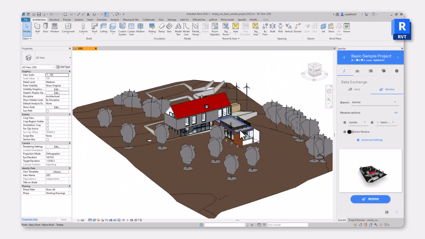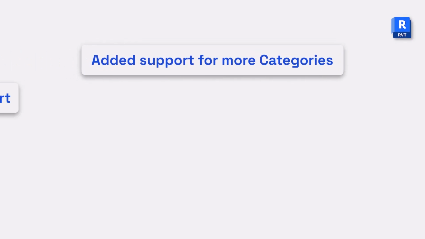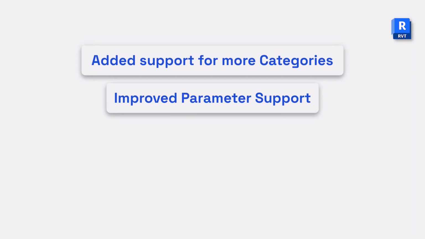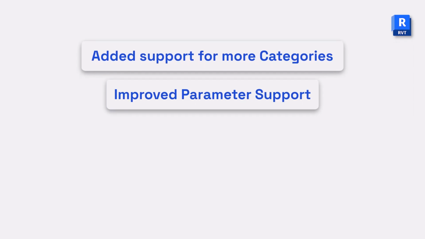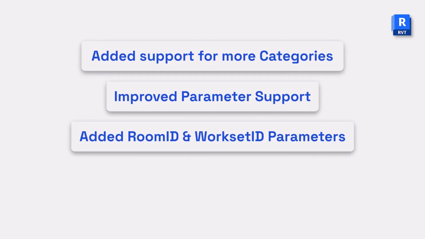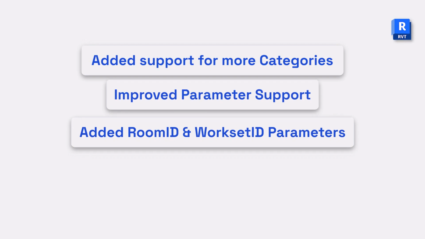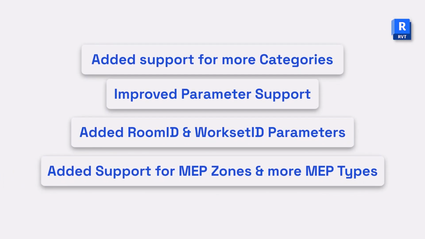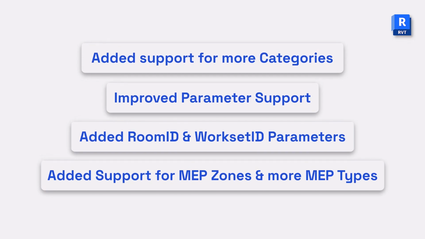Additionally, we have made some improvements in sending everything from Revit. We have added support for more categories and improved the parameter support. Now we're sending all element parameters, including the empty ones. We added room ID and workset ID parameters to the elements so you can easily relate elements back to the rooms they were placed in. And lastly, we have added support for MEP zones and more MEP types.